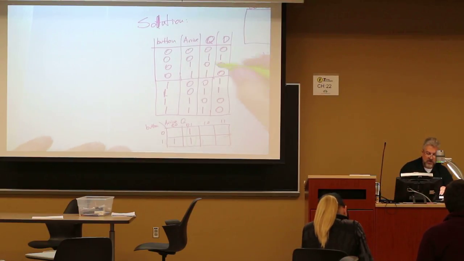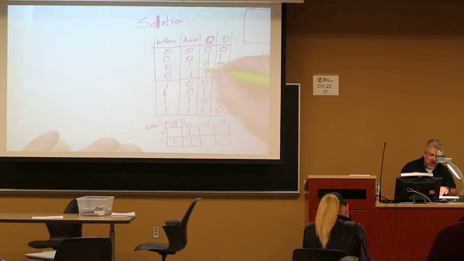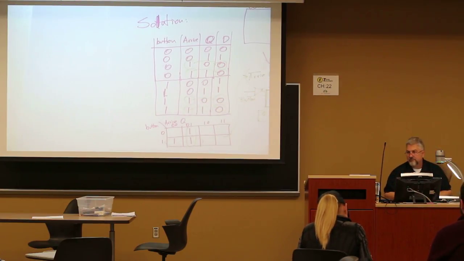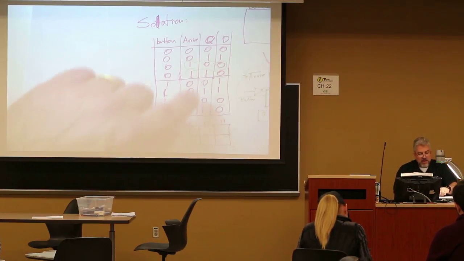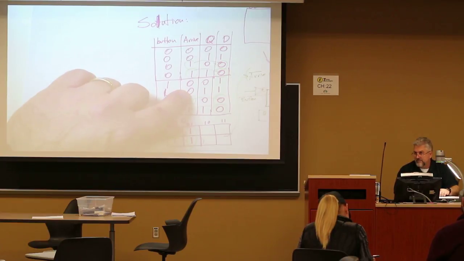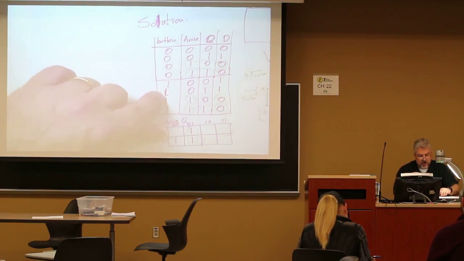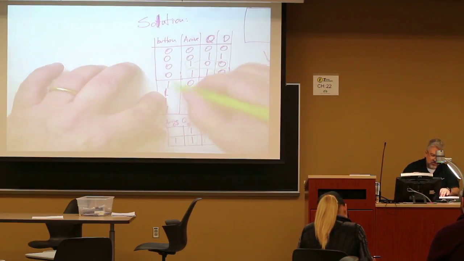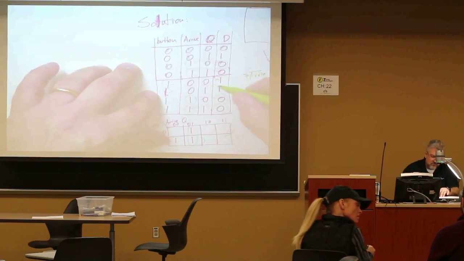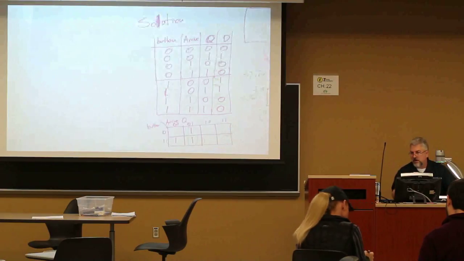So look at this. Elevator has arrived. That's zero. Elevator has arrived. That's zero. Elevator has arrived. That's zero. Elevator has arrived. That's zero. You got that? So, the elevator is not there, and you press the button. That should drive this over here to be a one. Because you're waiting for the elevator, so you light up the button.